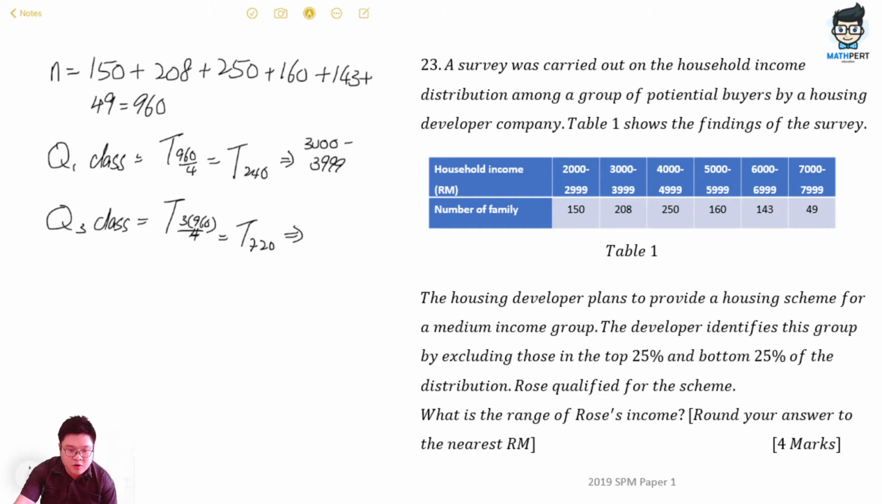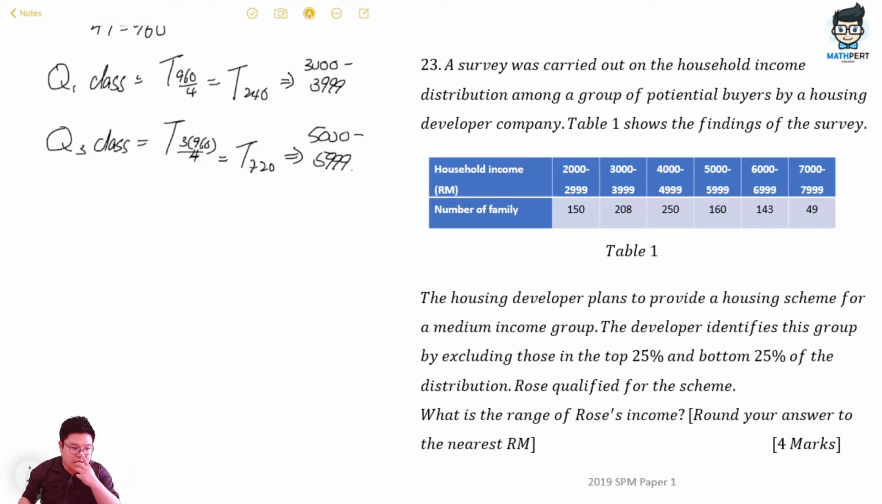So 150 plus 208, I will get 358. 358, I add another 250. 358 plus 250, I'll get 608. Then 608 plus 160, on this one, I will have 768. So that means my Q3 class is 5,000 to 5,999.